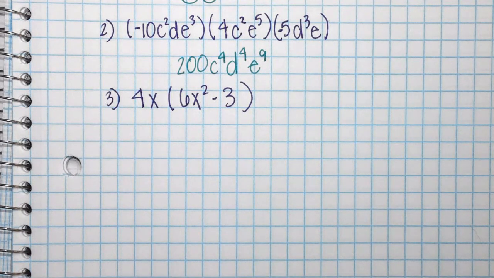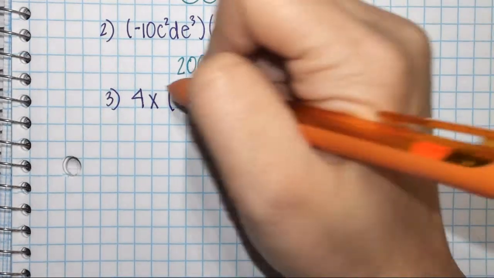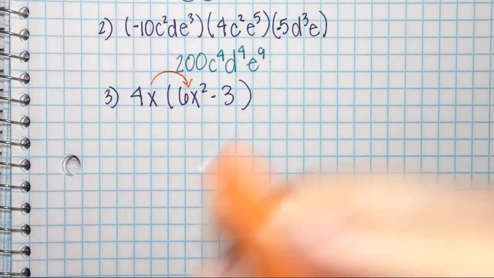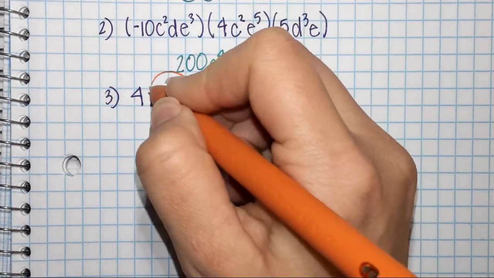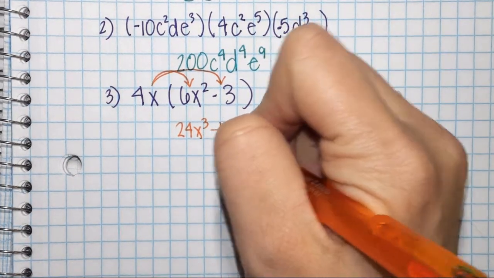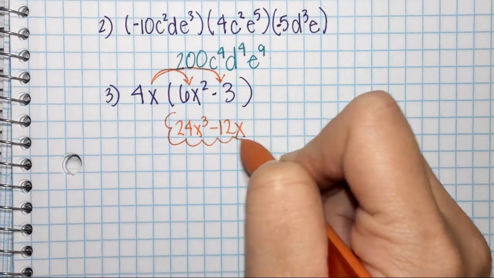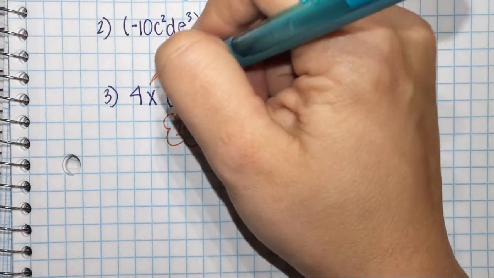All right, how do I get rid of parentheses? I distribute. So what am I going to do with that 4x? Multiply it by 6x squared and negative 3. All right, what's 4x times 6x squared? 24x cubed. Good, good. Take a point. And what's 4x times negative 3? Why did I bring the x over with that? Yes. Because you have to.